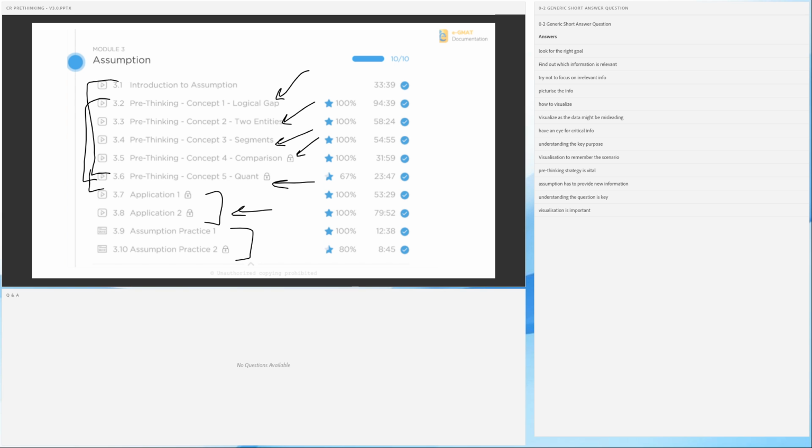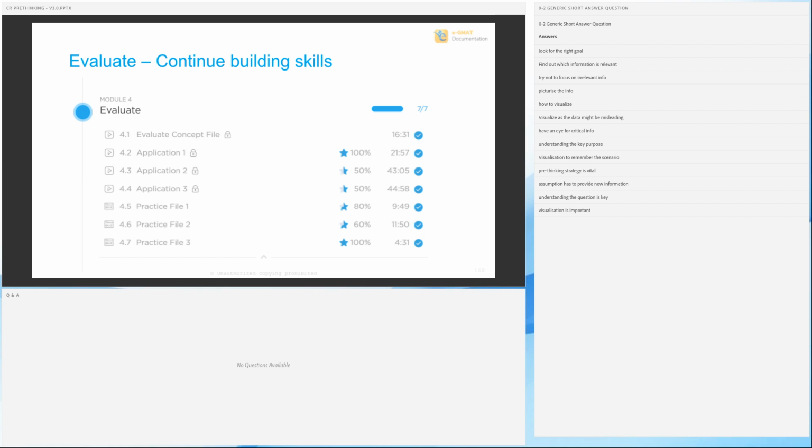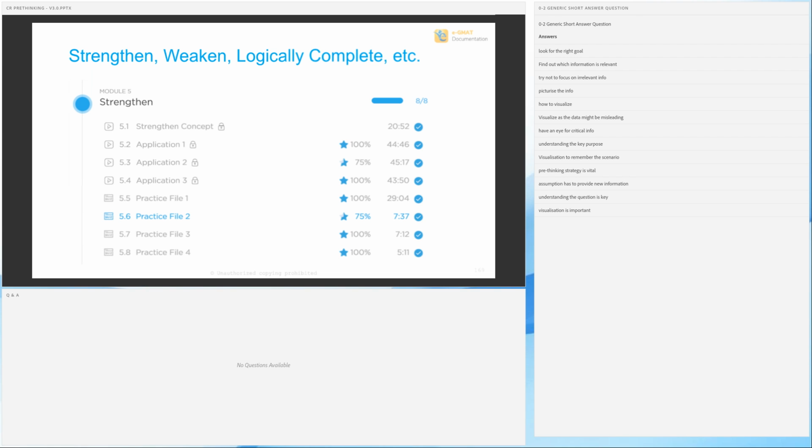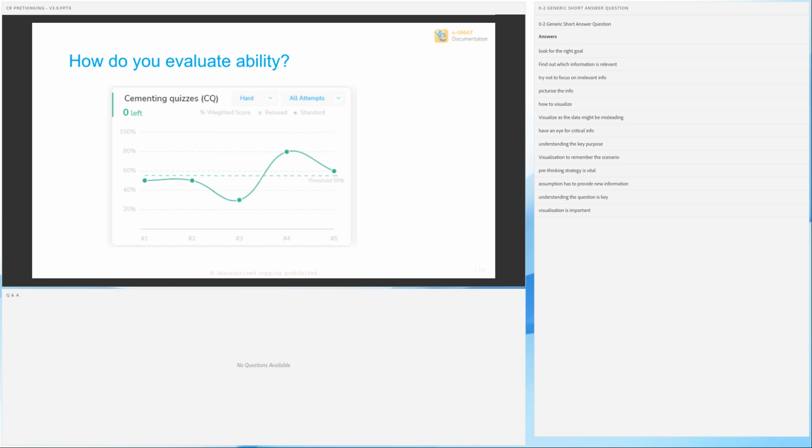Just in this over here, you have close to 50 assumption questions, all created by e-GMAT, all of them original. Then you follow the same things and evaluate, strengthen, weaken, logically complete, and so on and so forth. So you build one skill at a time, you excel on it, and you get evaluated on it, and you get personalized feedback on each skill.